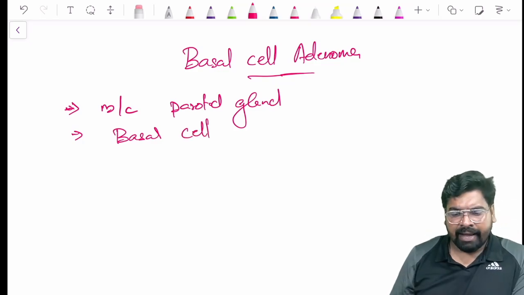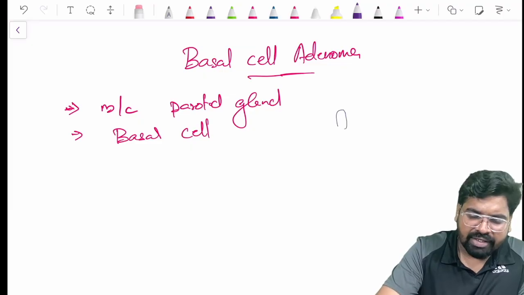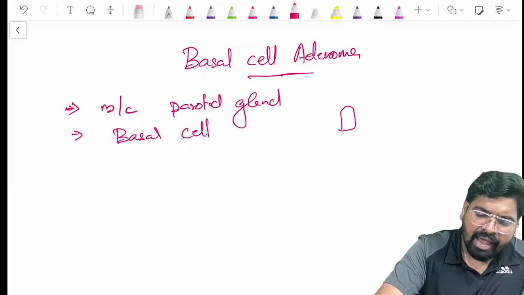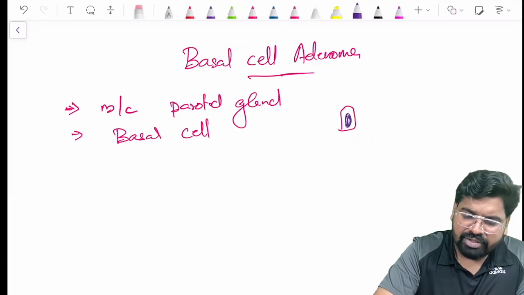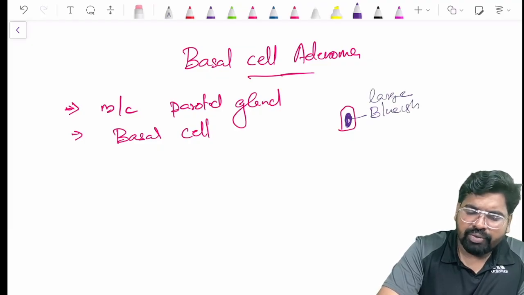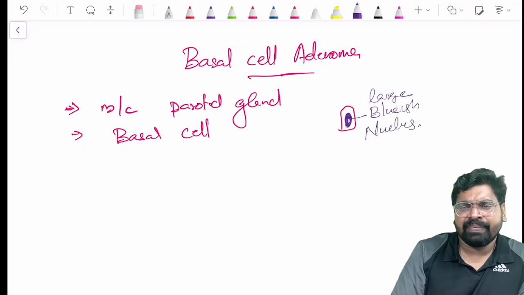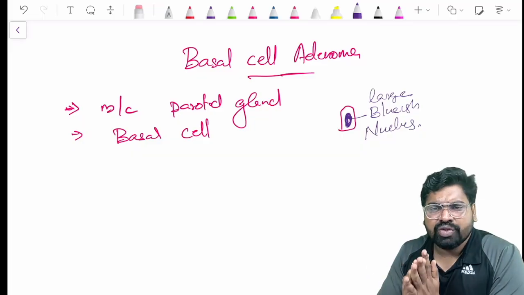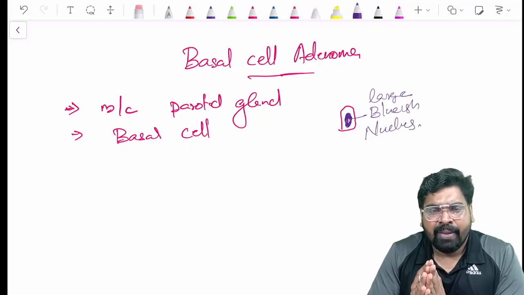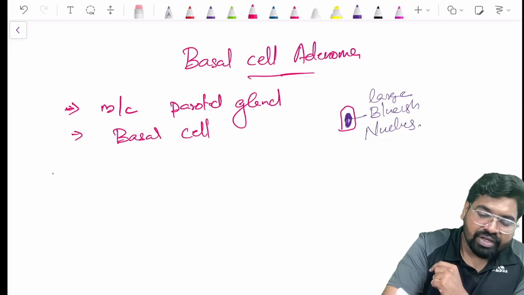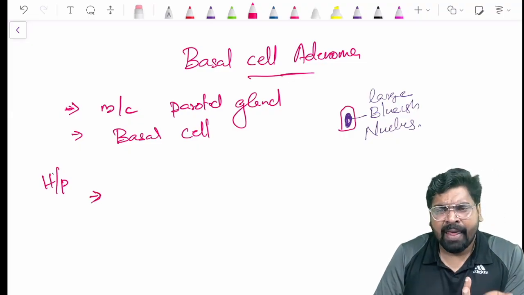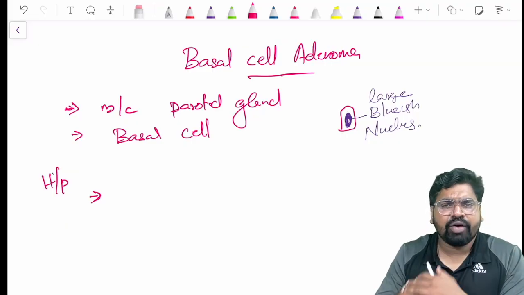How does a basal cell look? Basal cells usually have a dark nucleus. We have a cell here, and the basal cell usually has a large, dark, bluish nucleus. So basal cells are usually columnar to cuboidal cells with a large dark bluish nucleus. What is the histological feature you should know? Now you know the cell of origin, that is your basal cells, and myoepithelial cells will also come here. There is a component of ameloid cells also.